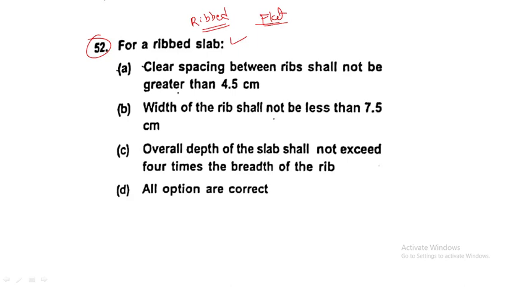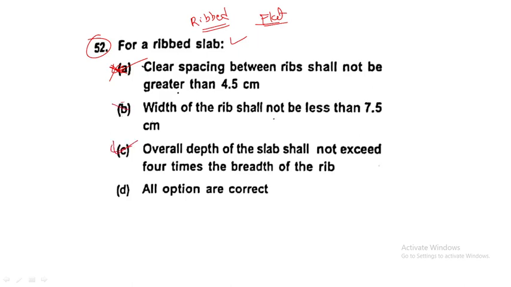So for the ribbed slab, what they are asking: clear span between the ribs shall not be greater than 45 centimeter. Is this one correct? This one is not correct. Width of the rib shall not be less than 7.5 centimeter. Overall depth of the slab shall not exceed 4 times the breadth of the rib. This is correct.